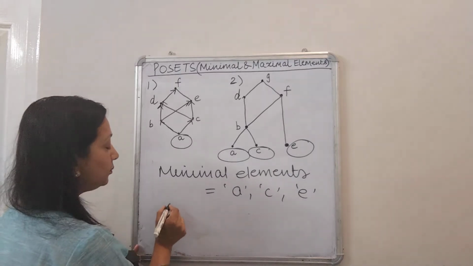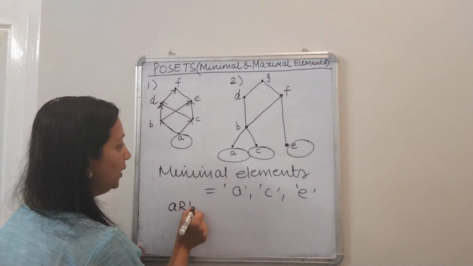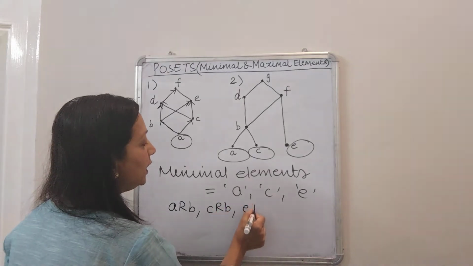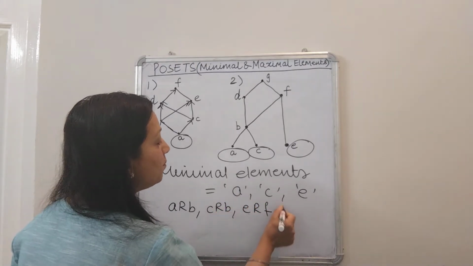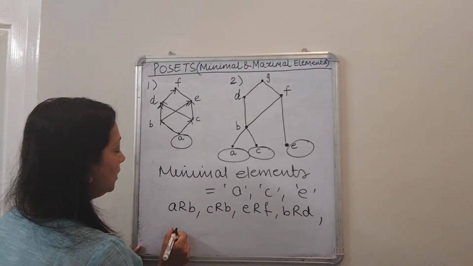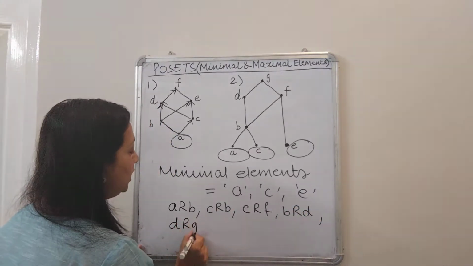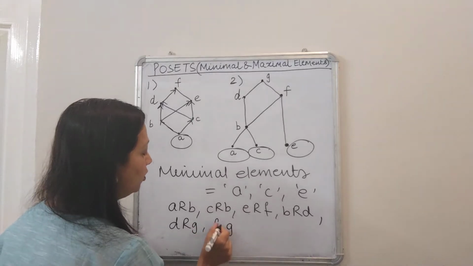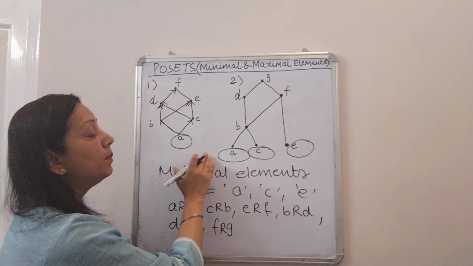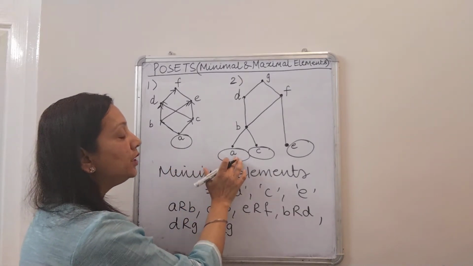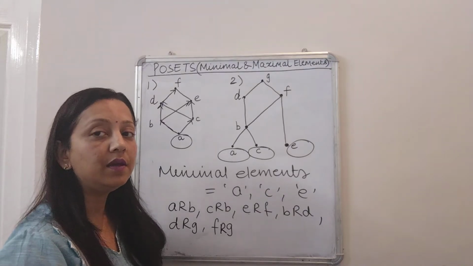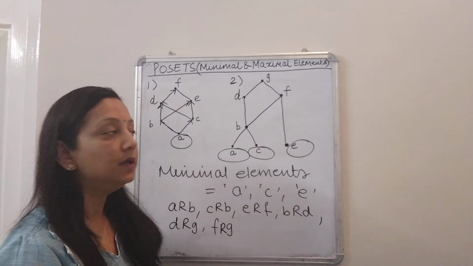But A is related to B, C is related to B, E is related to F, B is related to D, and D is related to G and F is related to G, right? But there is no element which is related to A, C or E. So that means A, C and E here are my minimal elements.